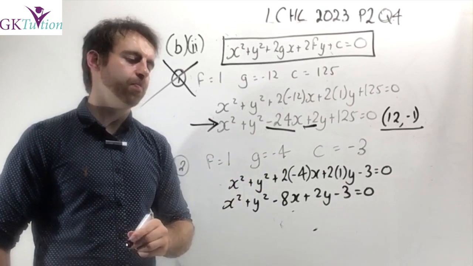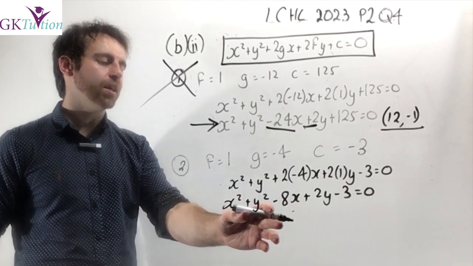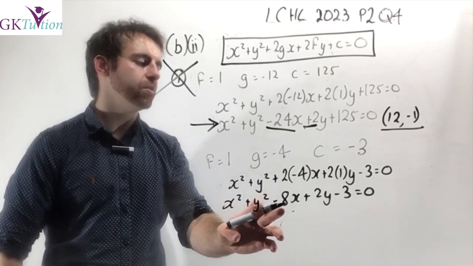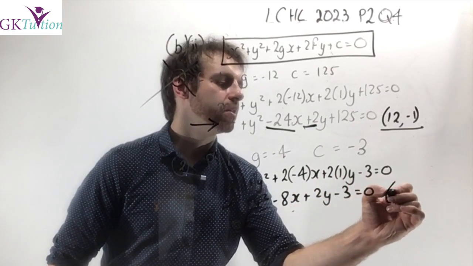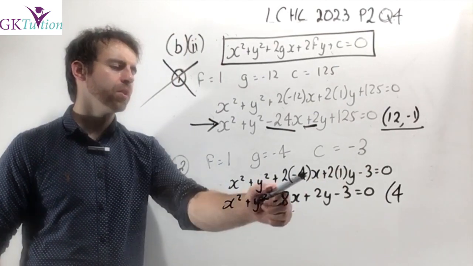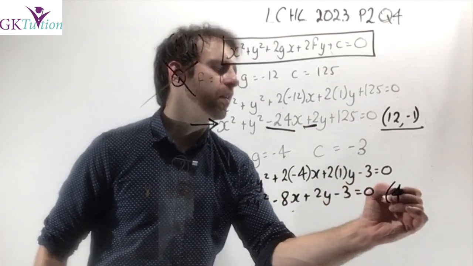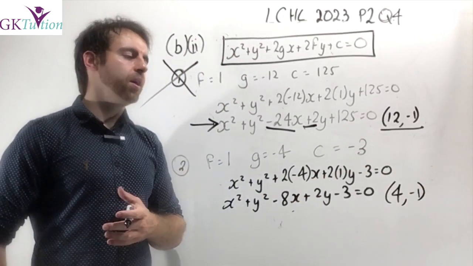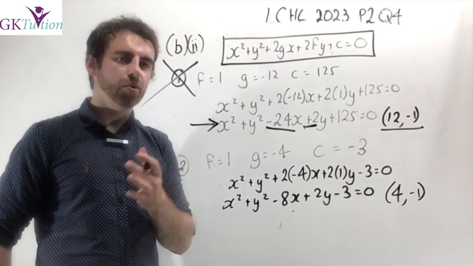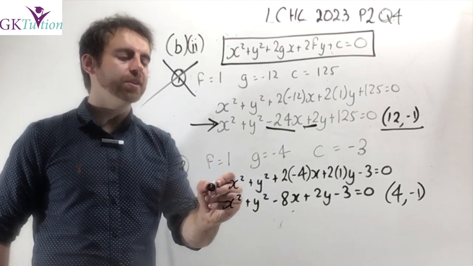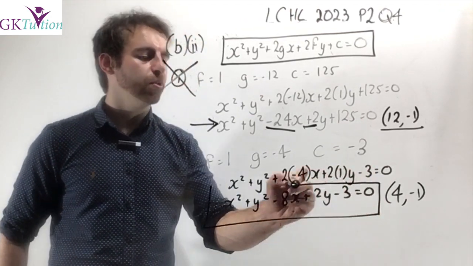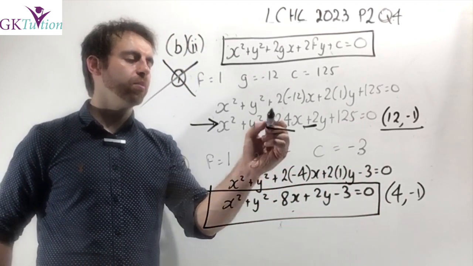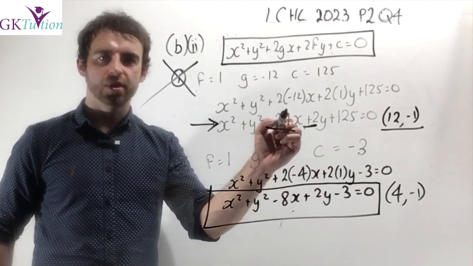It's not valid. If you look at this one, it makes more sense. If you take the coefficient of x, which is minus 8, and divide that by minus 2, you get plus 4. The coefficient of y is 2. If you divide that by minus 2, you get minus 1. And looking at your diagram, a center with coordinates 4, minus 1 seems to make a little bit more sense. So your final answer is this one here: x squared plus y squared minus 8x plus 2y minus 3 equals 0.